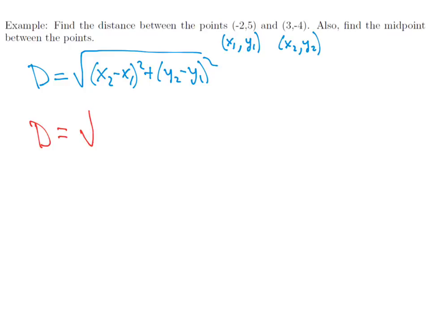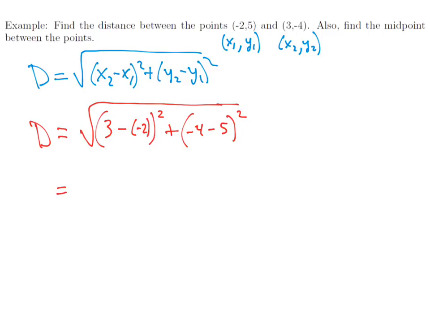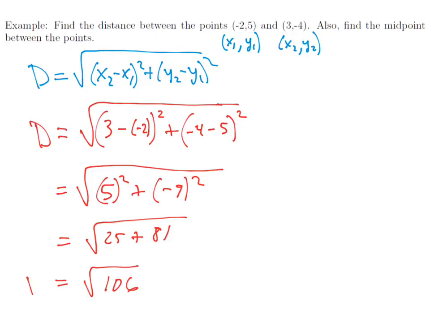So d equals the square root of x2 is 3 minus negative 2 there, and then we square that, plus y2 is negative 4 minus 5 squared. So working this down, we end up getting a distance of square root 106, and 106 cannot be simplified at all. For the midpoint, we just say the average of the points, x1 plus x2 divided by 2, comma, y1 plus y2 divided by 2.